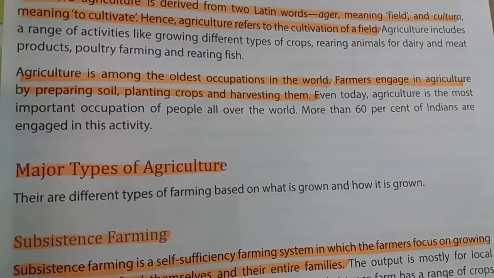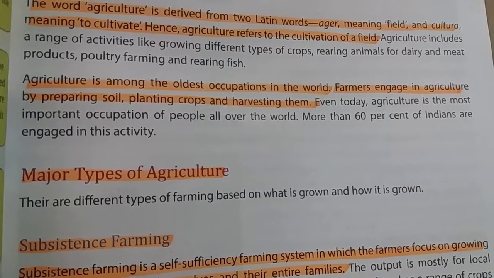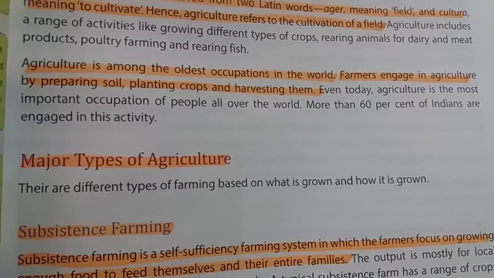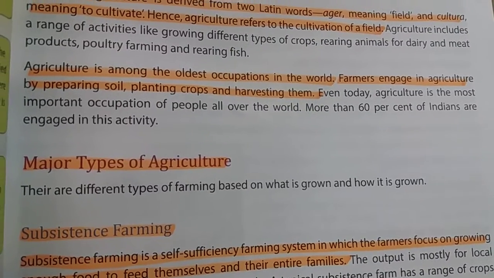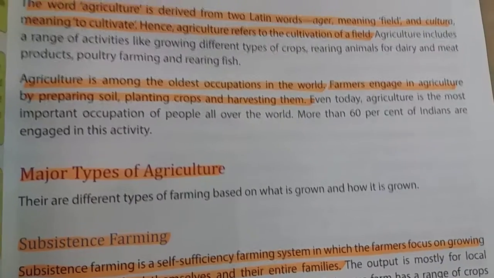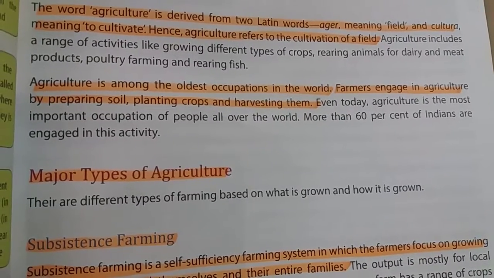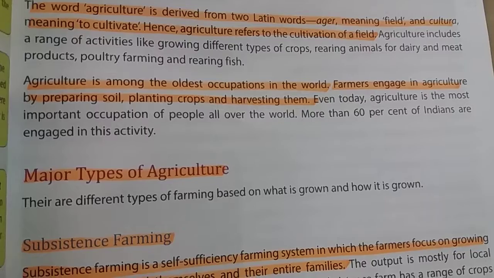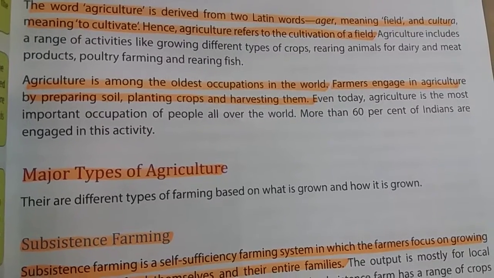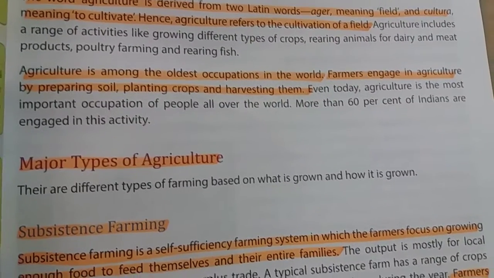Even today, agriculture is the most important occupation of people all over the world. More than 60% of Indians are engaged in these activities. So here it says that agriculture is one of the most important occupations of the people all over the world, and more than 60% of Indians are engaged in these activities.